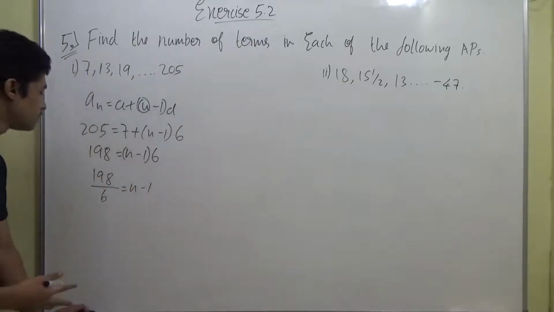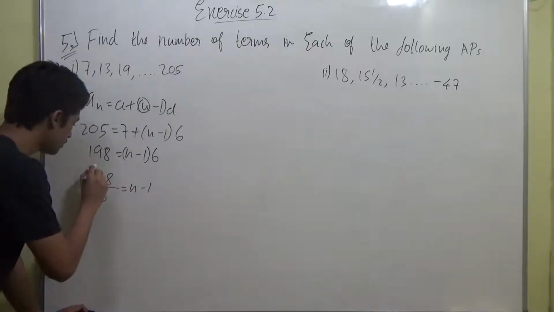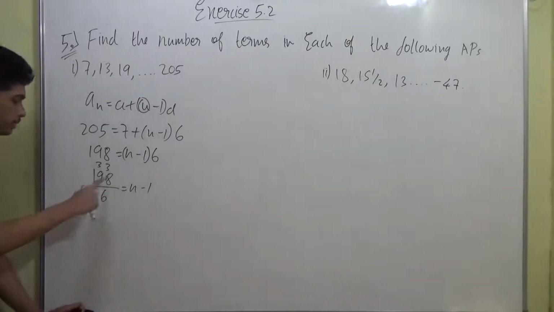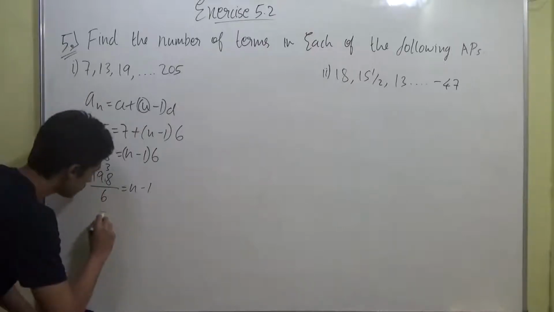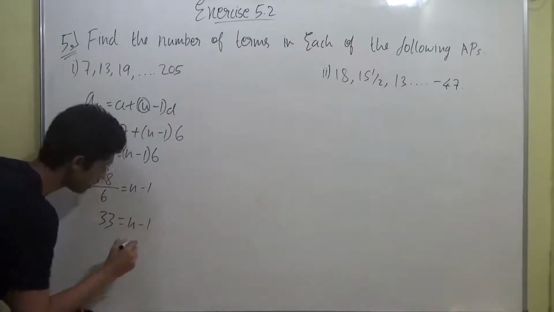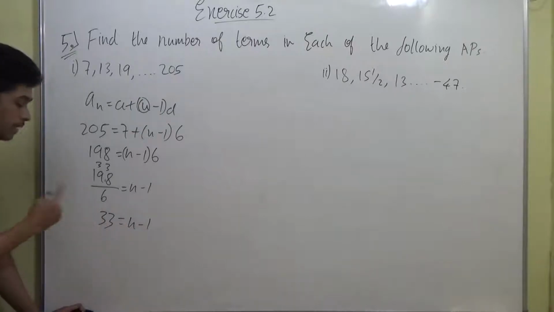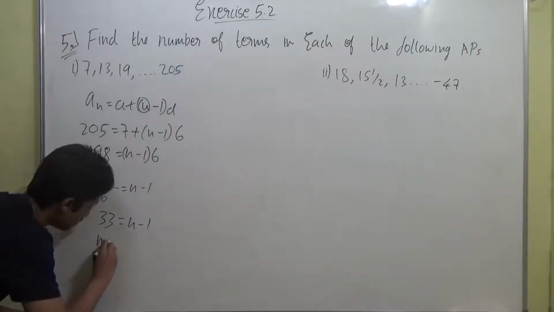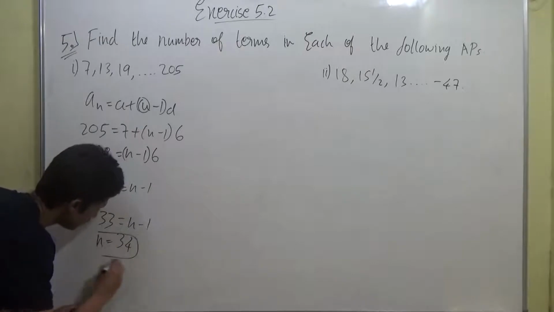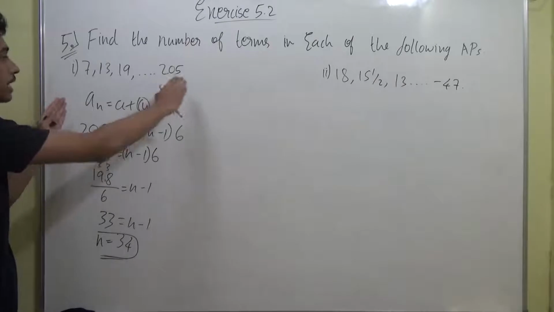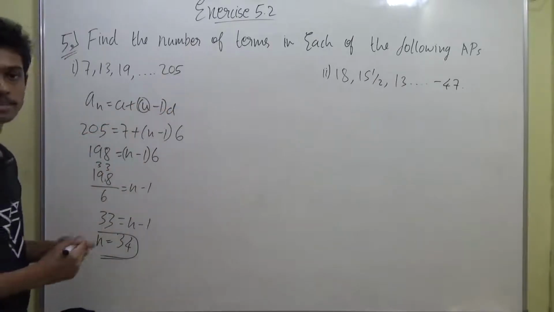So how much does this become? 198 by 6 becomes equal to 33. So 33 equal to n minus 1, which means n will be equal to 34, taking the minus 1 to the LHS as plus 1. Which means the total number of terms in this AP is 34. Getting it, guys? As simple as that.